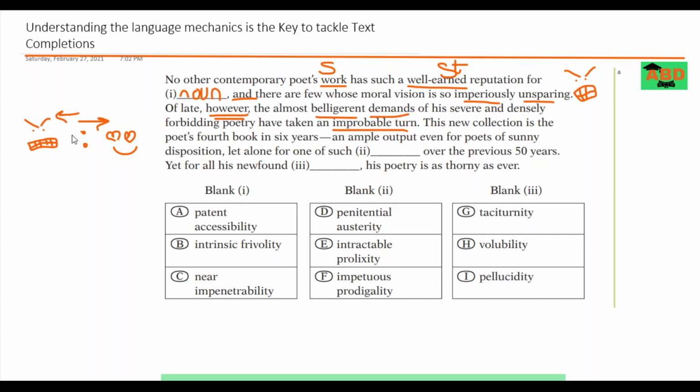So this is probably describing the same twist here, that there is a twist going on in his later and former time period. So for my initial blank, I think I have a lot of clues here. I have imperiously unsparing, I have belligerent, I have severe, I have destiny forbidding. And all of these words are basically telling me that this dude is pretty harsh and he wants to dominate people and he is really bossy, something to this effect, okay?